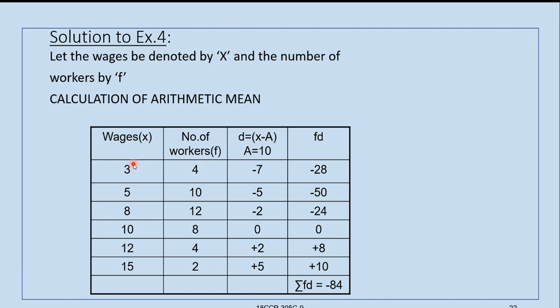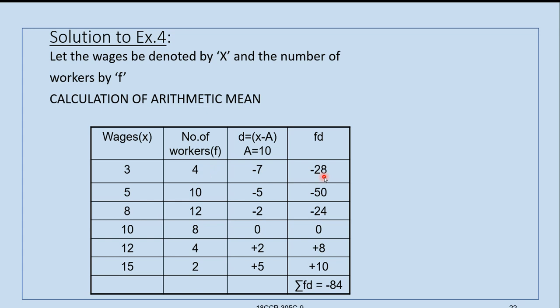Now 3 minus 10 is minus 7. 5 minus 10 is minus 5. 8 minus 10 is minus 2. 10 minus 10 is 0. And 12 minus 10 is plus 2. 15 minus 10 is plus 5. This is how we will take the deviations in the third column. And in the fourth column, we will take the product of frequency and deviation, that is second column and third column.